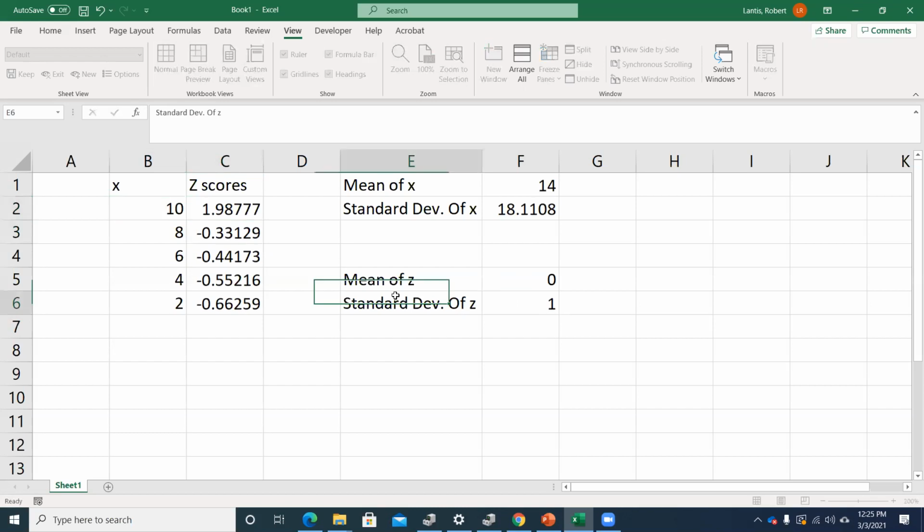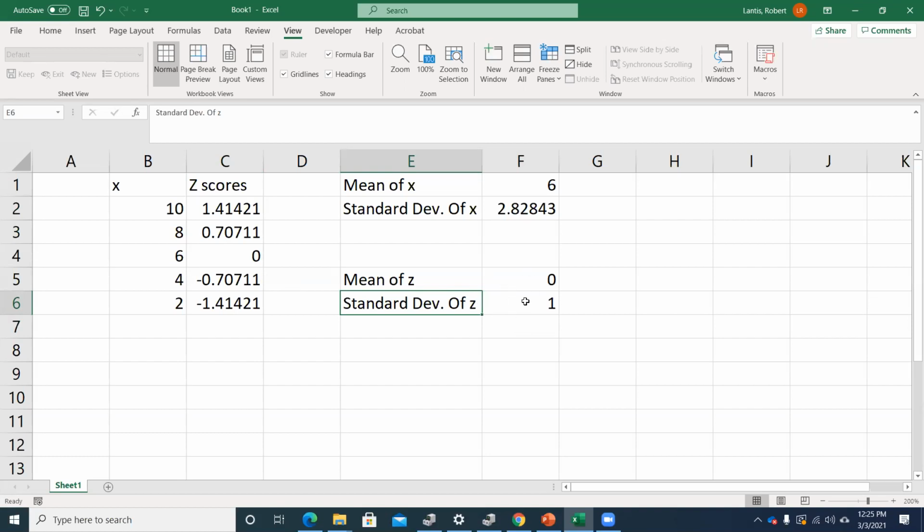But with the original, we can see if it starts out symmetric, then the z-scores will also be symmetric, right? But they'll always have a mean of 0 and a standard deviation of 1. We're looking at the z-scores. Okay.